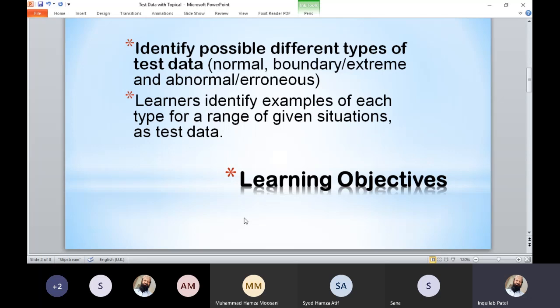as test data. In the exam, a situation is given other than pre-release material. Sometimes this topic is used in pre-release material, and sometimes it is used in other parts of the paper. You are asked to identify, according to the situation, which data should be used as normal or abnormal or extreme or boundary, right?